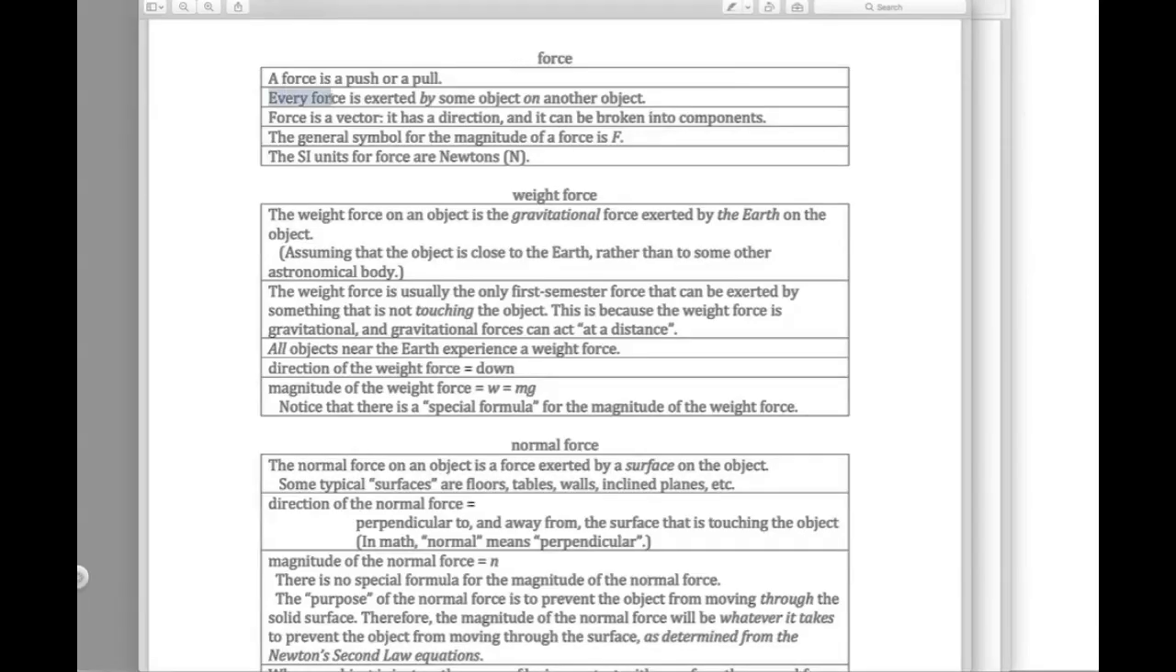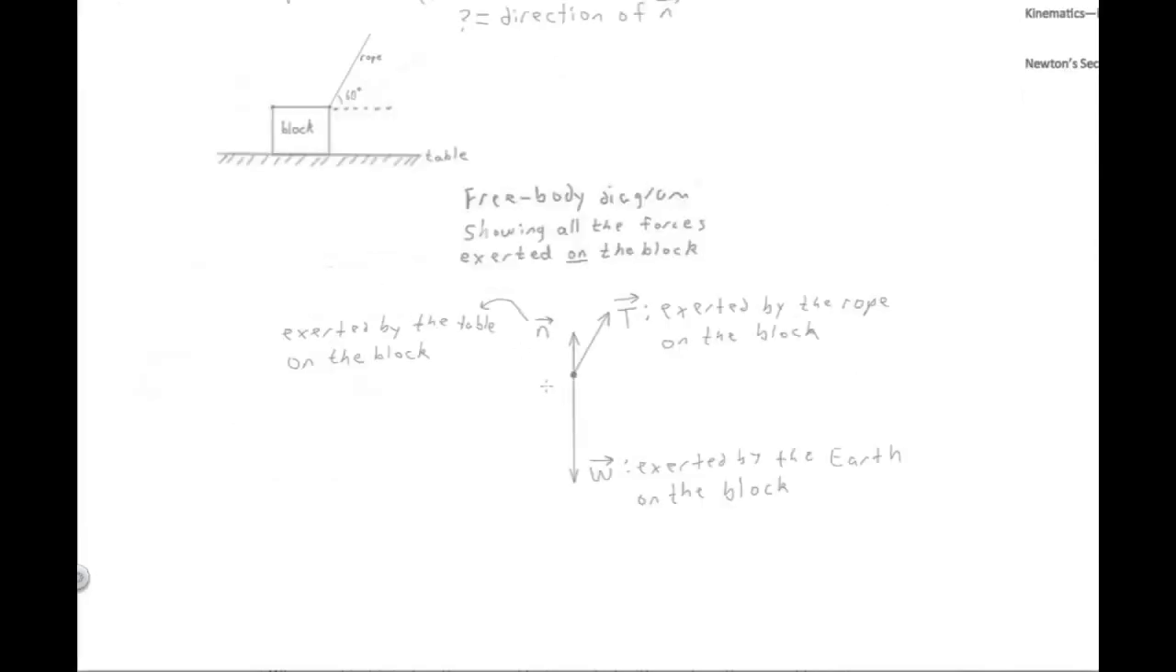Remember that every force is exerted by some object on another object. So why don't you pause the video and ask, for each of these forces, who is exerting it, and on whom? Try to pause the video and decide who is exerting each of these forces and who the force is being exerted on. Here's the answer to that question.